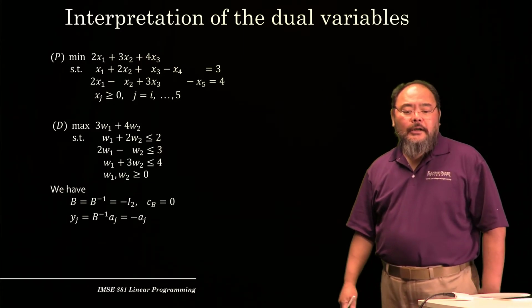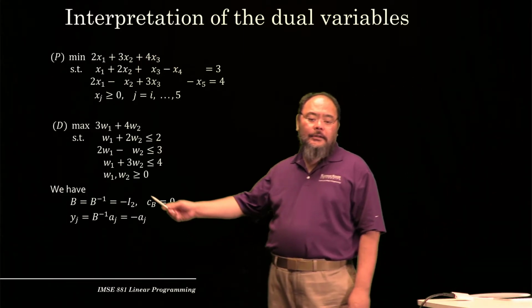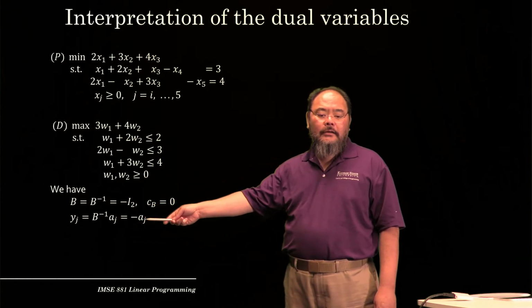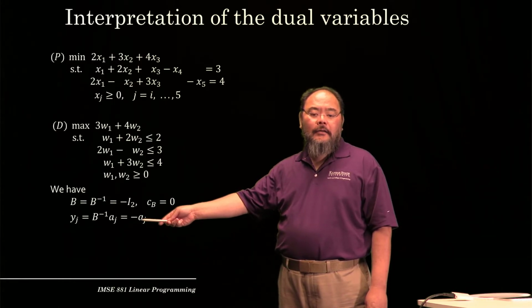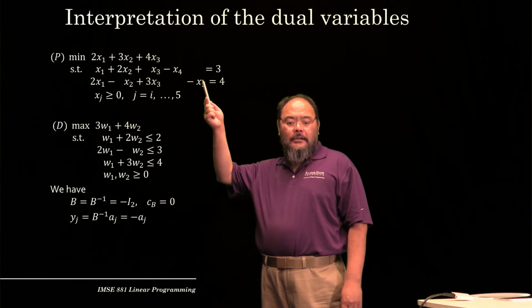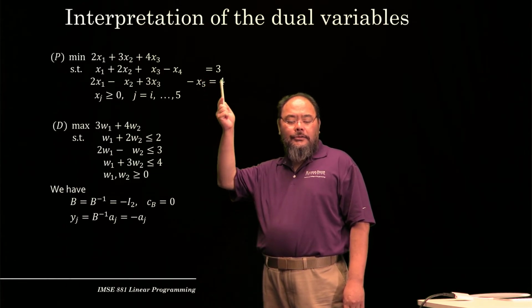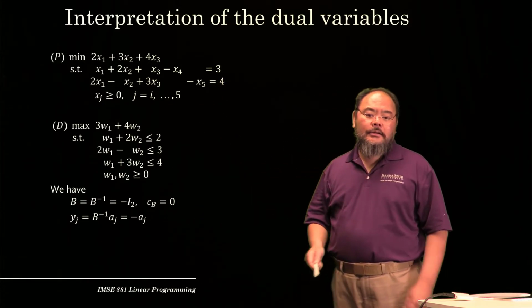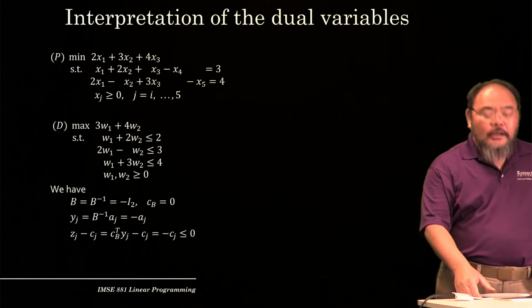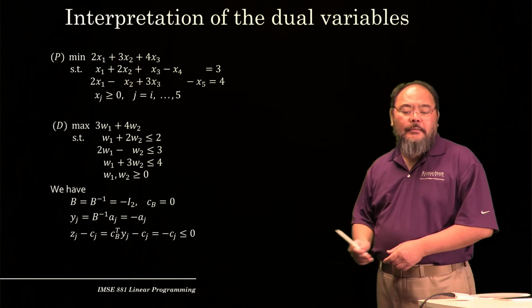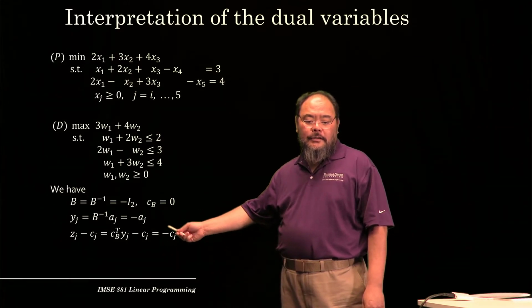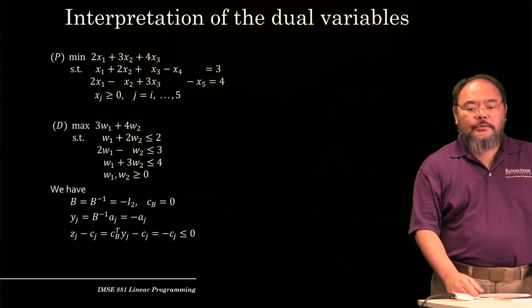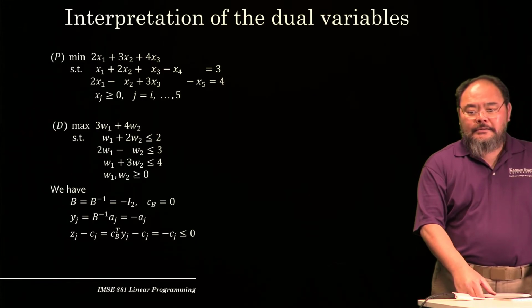Look at the Y column. Y columns actually equal B inverse times A_j, which equals negative A_j. So I basically have to flip these two equations by -1 on both sides, and make all of them negative. Let's look at Zj minus Cj. Zj minus Cj are actually negative Cj right now, because Z initially equals 0. They're all less than or equal to 0.